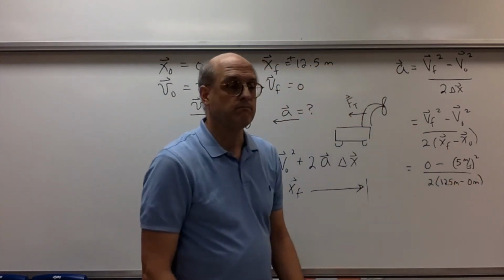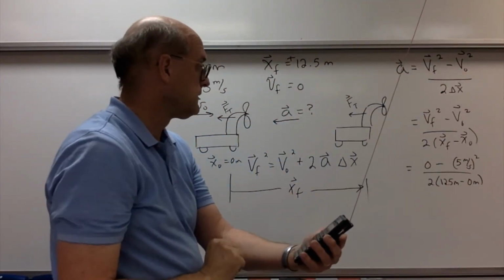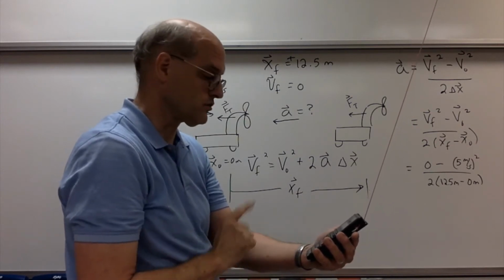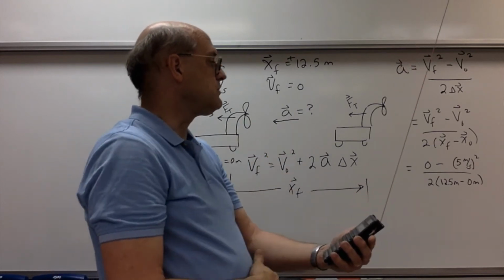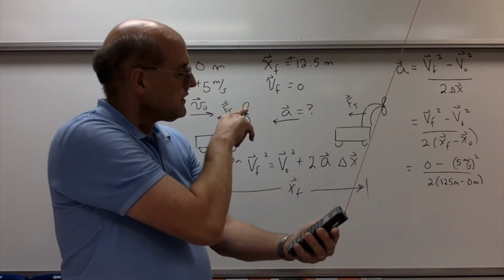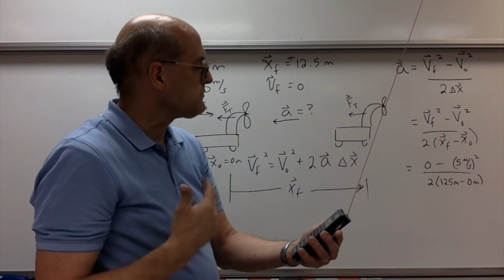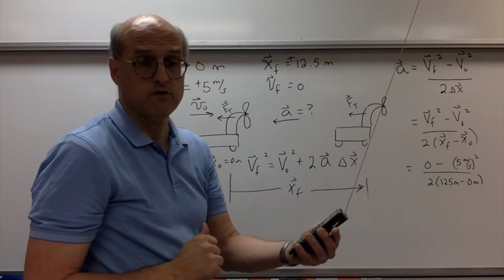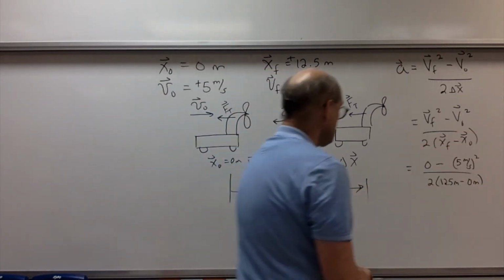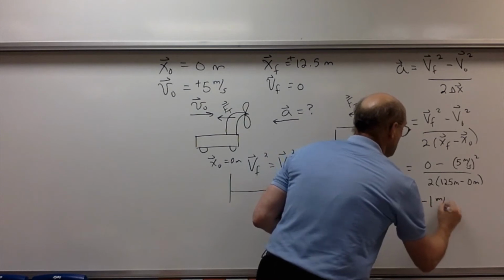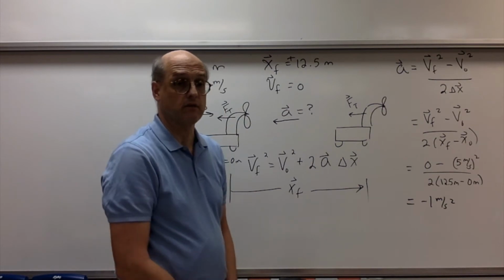Okay, I just plugged in the values, and now let's figure out the answer. Plug and chug. I'm going to do the denominator first, so 12.5 times 2 is 25, and the numerator, 5 squared, turns out to be 25. So what I end up with is 1, and there's a negative sign there, so it's negative 1 meters per second squared. Negative 1 meters per second squared is the acceleration.